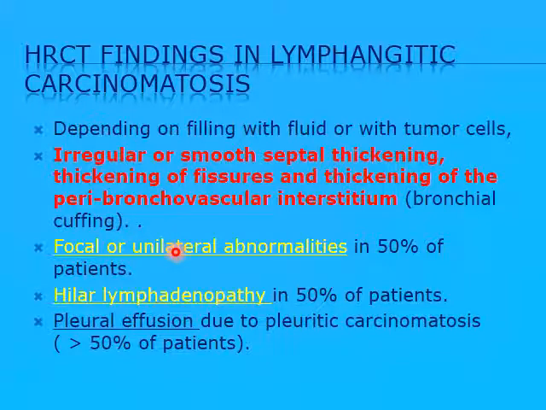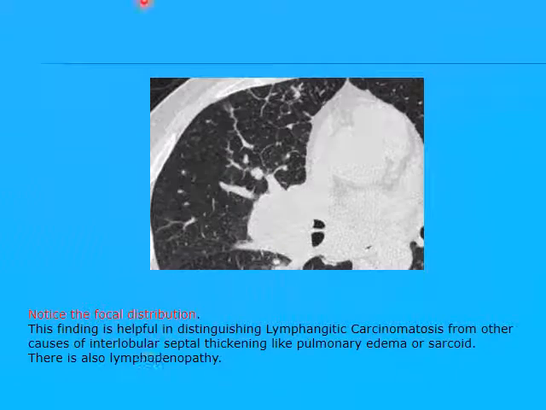The second thing that we can see is these lesions as focal or unilateral abnormalities in 50% of patients. You can see hilar lymphadenopathy in 50% of these patients. It can be associated with pleural effusion due to pleuritic carcinomatosis in more than 50%. Let us see. This focal area, where we can see thickened interlobular septi in addition to hilar lymphadenopathy. Okay?